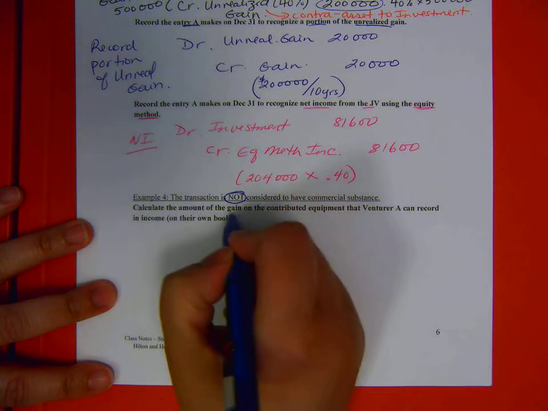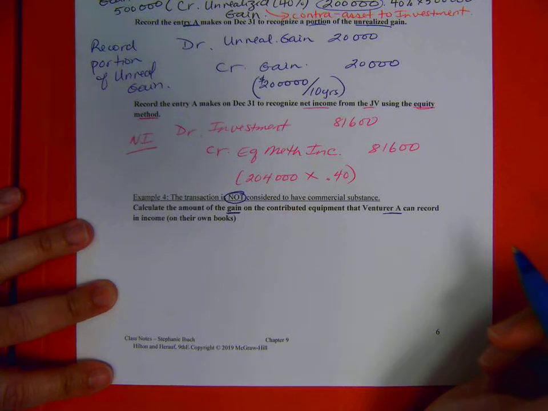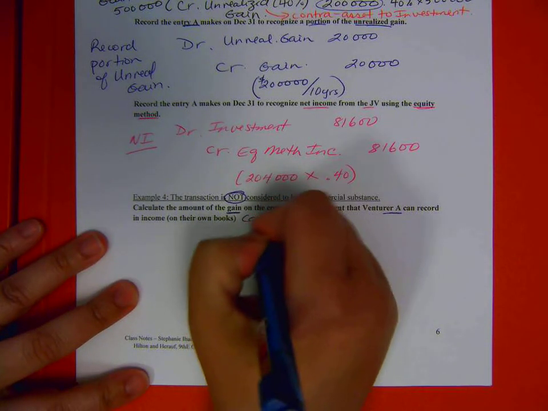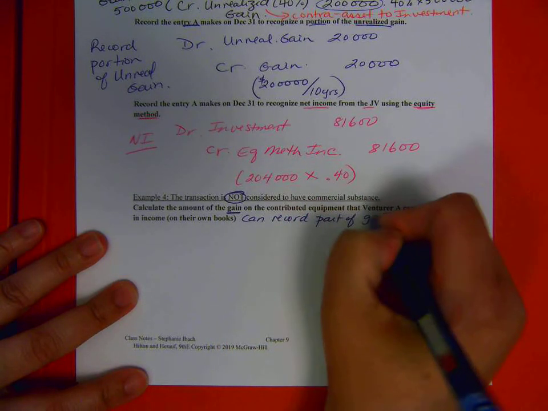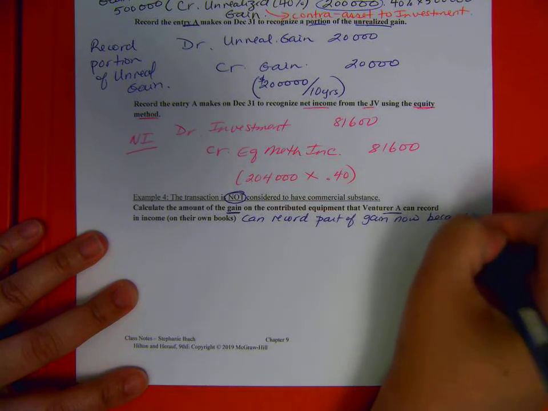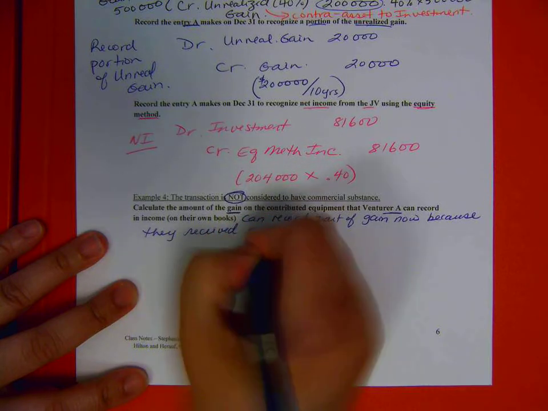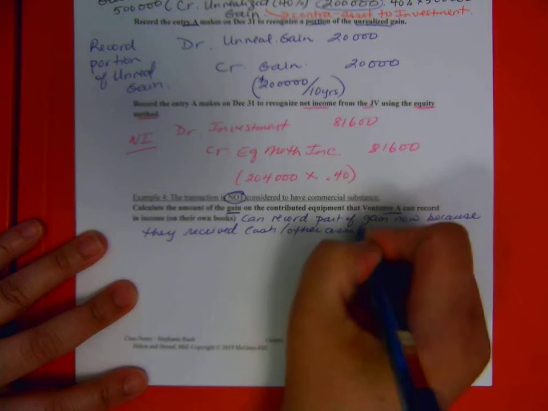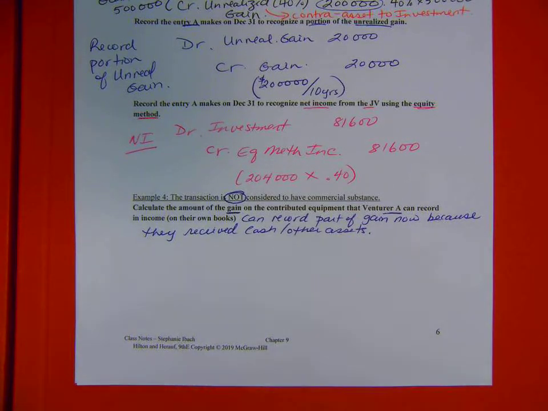First, we've got to calculate the amount of the gain that Venture A can record. And they can record gain. So they can record part of the gain now because they received cash or other assets. Like, for example, they might have got shares in Venture B's company or something like that.